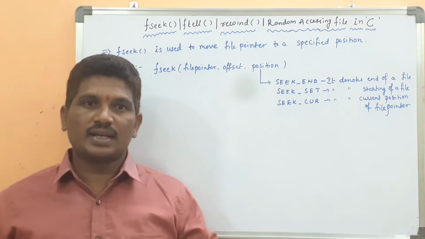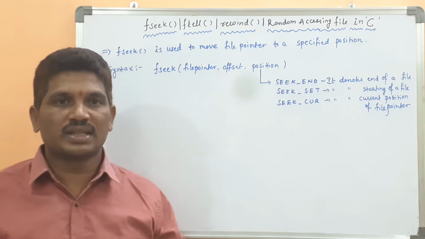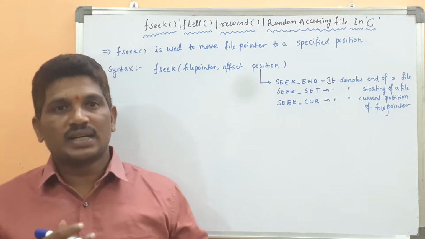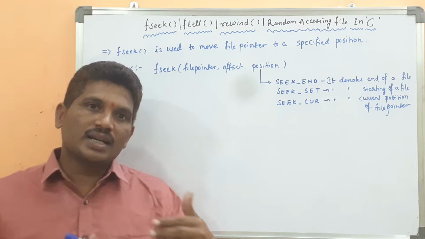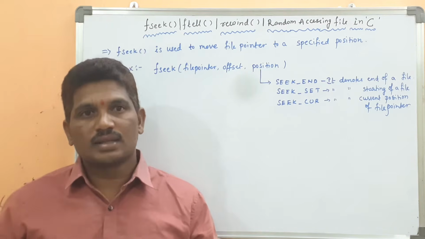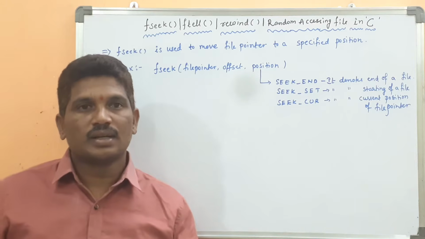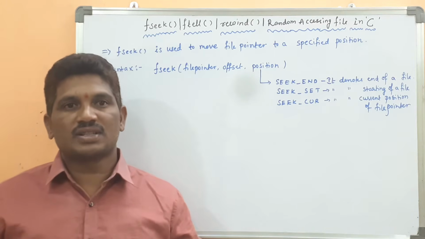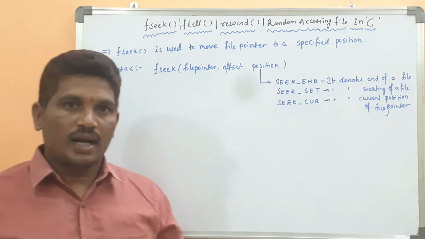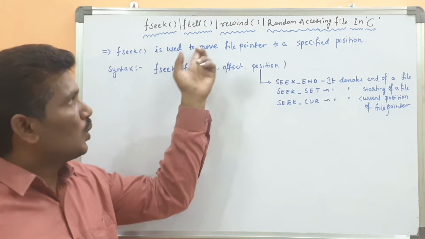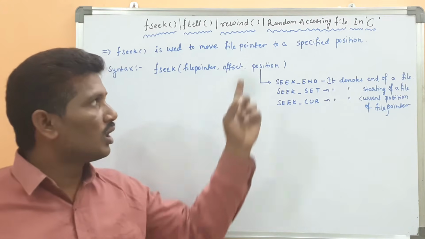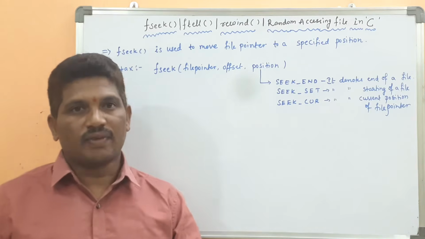Previously we wrote some examples using fscanf and fprintf. fscanf can be used to read data from the file, but it reads byte by byte. We can't access a record at a particular position by using sequential file accessing. But in today's class, I am explaining how these functions are used in C programming. That is called random accessing of a file.